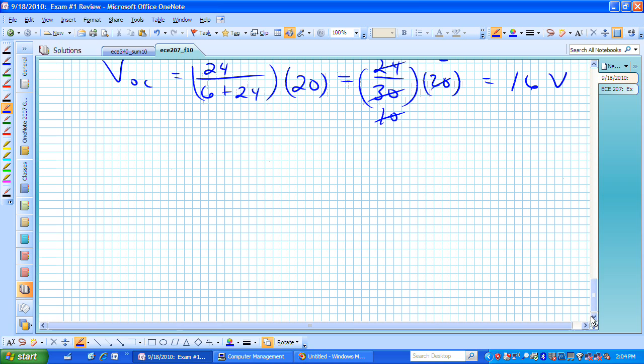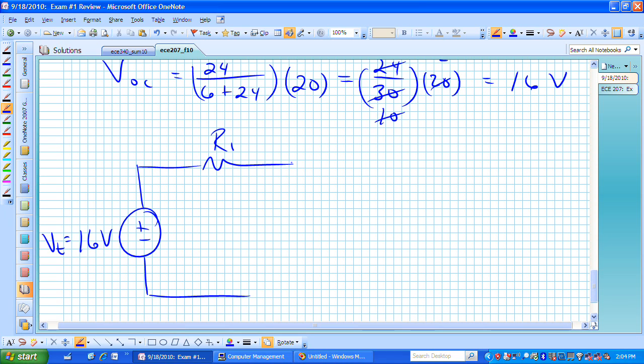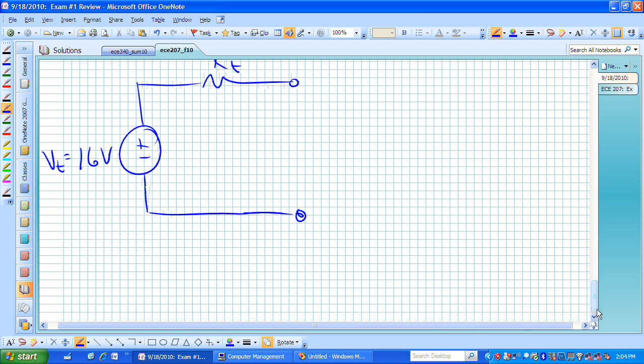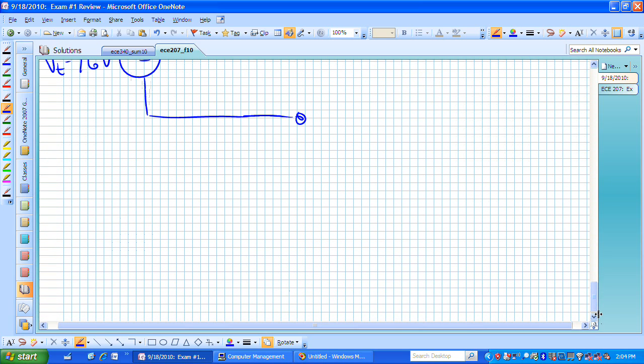We now know half of the answer. We now know that in our equivalent, our Thevenin source voltage is 16 volts. What we don't know is this Thevenin resistance. But we can start to get a feel for that if we go back to our circuit. Let me just go ahead and sketch it.